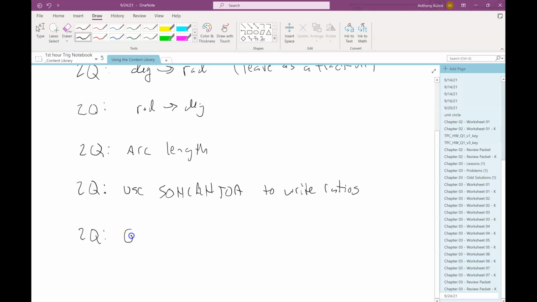So then we'll have 2 questions that, given 1 trig ratio, so like I tell you that cosine is 5/9 and we'd ask you to find the other 5.